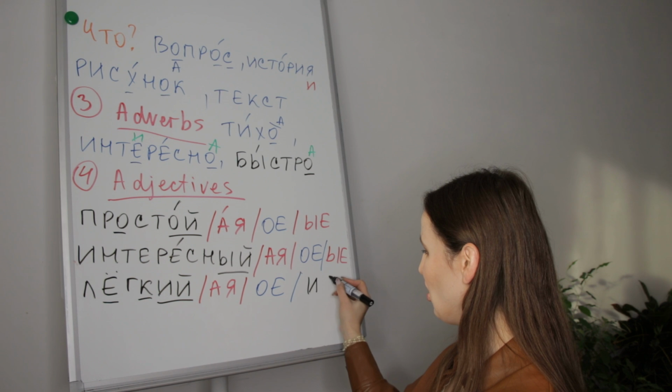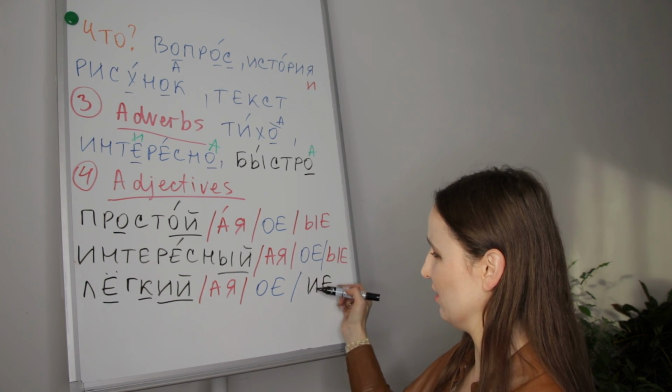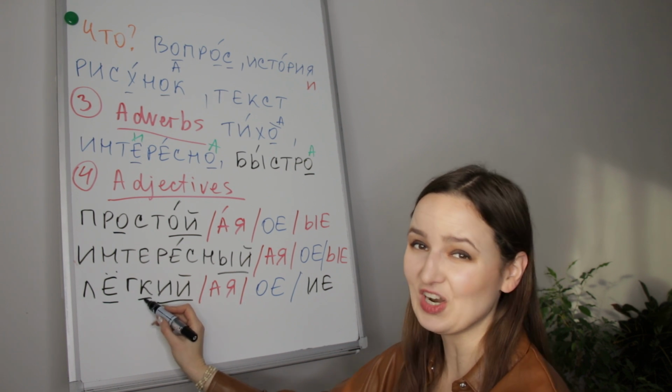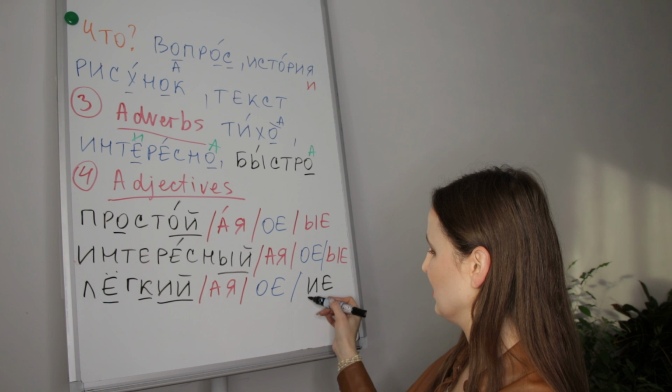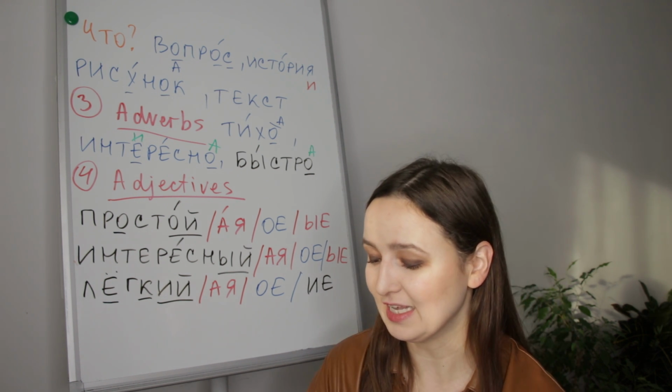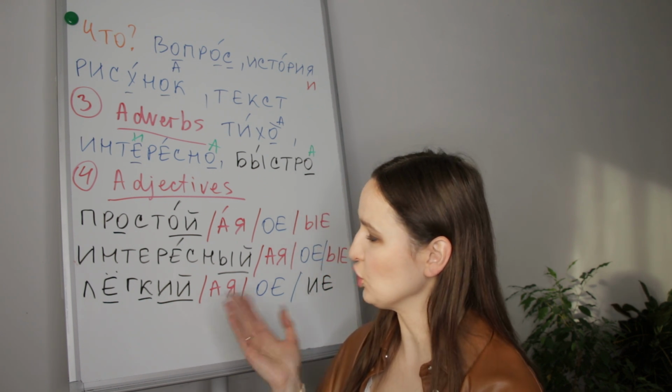And легкие. Легкие. Plural. Not ы as here, because we have the letter к and it does not support ы after it. So we will use и. Легкие. Easy. Simple. Легкие. Очень хорошо.